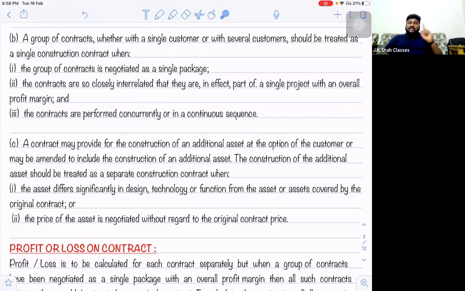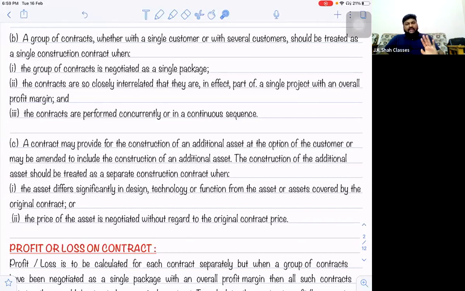Sir, that totally depends upon the characteristics of the additional asset that is to be constructed. If the additional asset technically differs from the original asset, it is completely different from the original asset, and the additional asset's value has got nothing to do with the original asset, meaning you're definitely going to get paid for the additional asset also, then you can consider this additional asset as a separate construction contract.